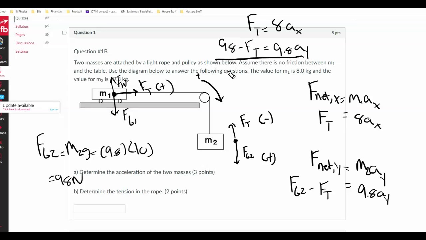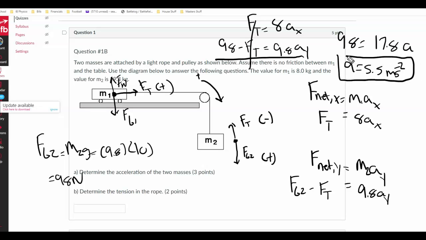I have a system of equations that I can solve using elimination, and so I just add the two equations together. Those two cancel, and I get 98 equals 9.8 plus 8, which is 17.8, times the acceleration. And then I just go to my calculator, and I do 98 divided by 17.8 equals 5.5 meters per second squared. Okay, and so that is the amount of work that you had to show for A.